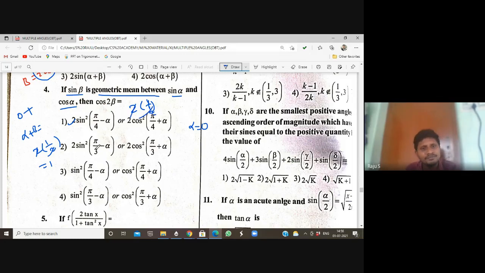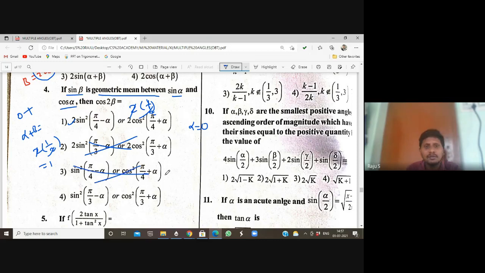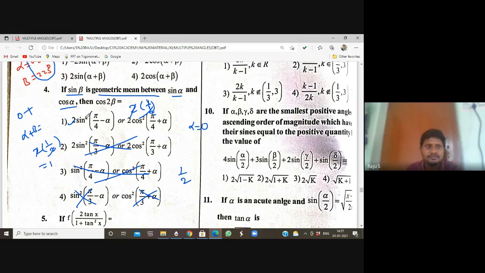Second option, it is not satisfied because here pi by 3 is there. What is sine pi by 3? It is root 3 by 2. So this option is no. This option also no, because 1 by 2 will give. This also no. So which of the following options is satisfied? First option. That's enough. Like that you can verify the answers.